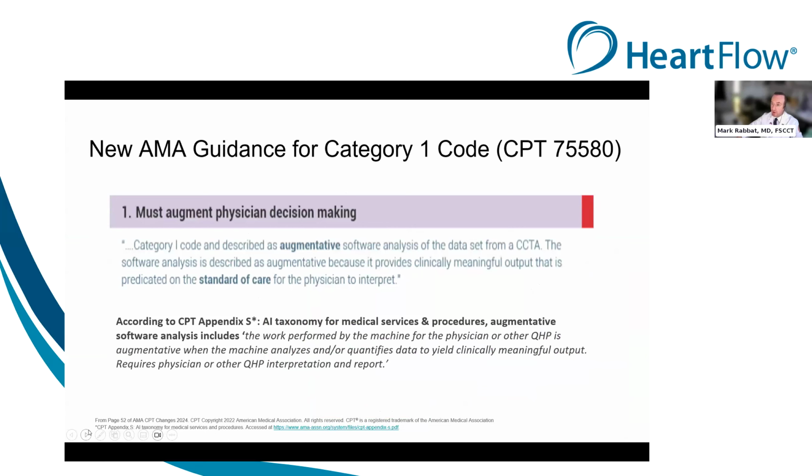So here are some points from the AMA guidance for Category 1 CPT code 75580. So number one, it must augment physician decision-making. So the Category 1 code is described as augmentative software analysis of the data set from a coronary CT. The software analysis is described as augmentative because it provides clinically meaningful output that is predicated on the standard of care for the physician to interpret, end of quote. Now, according to CPT's Appendix S, AI taxonomy for medical services and procedures, augmentative software analysis includes the work performed by the machine for the physician or other qualified healthcare providers. It is augmentative when the machine analyzes and/or quantifies data to yield clinically meaningful output. And this requires physicians or other qualified healthcare providers interpretation and report.